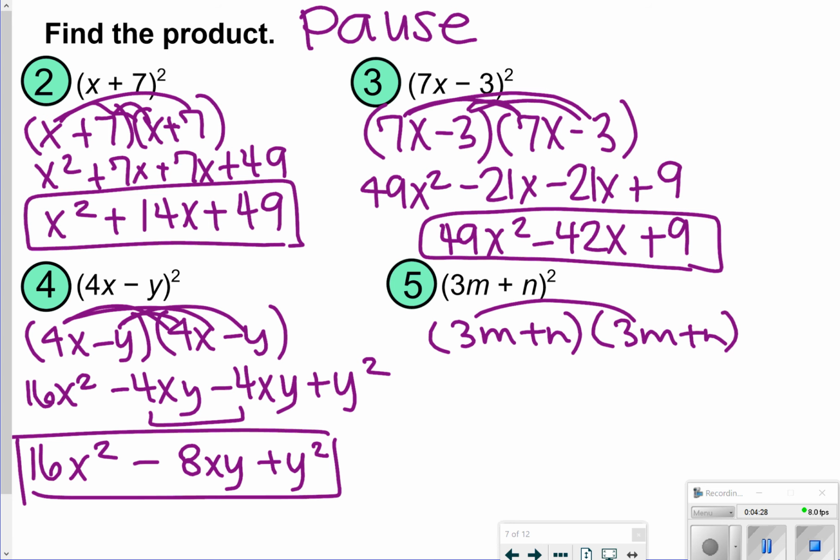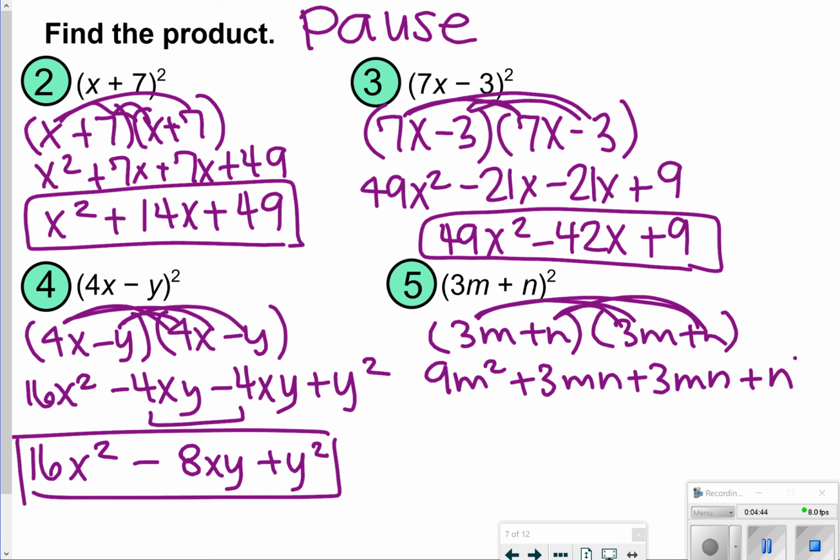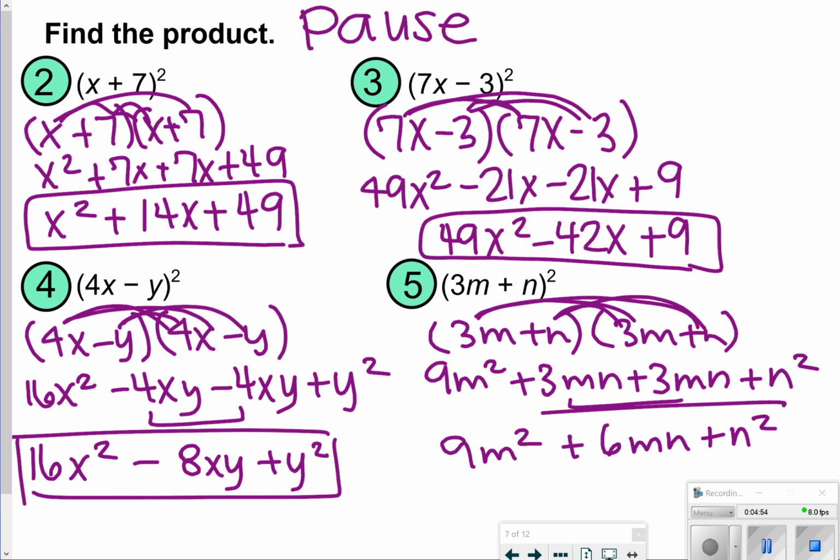So 3m times 3m is 9m squared. 3m times n is 3mn. n times 3m is still 3mn. And then n times n is n squared. Again, we're just combining these mn, so we'll have 9m squared plus 6mn plus n squared. Ta-da!